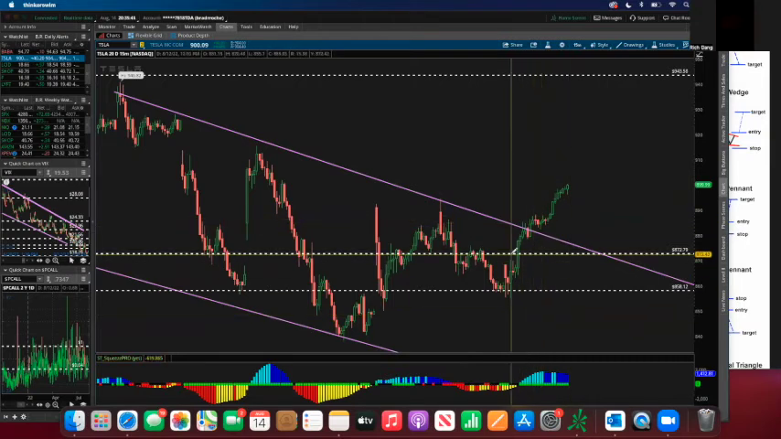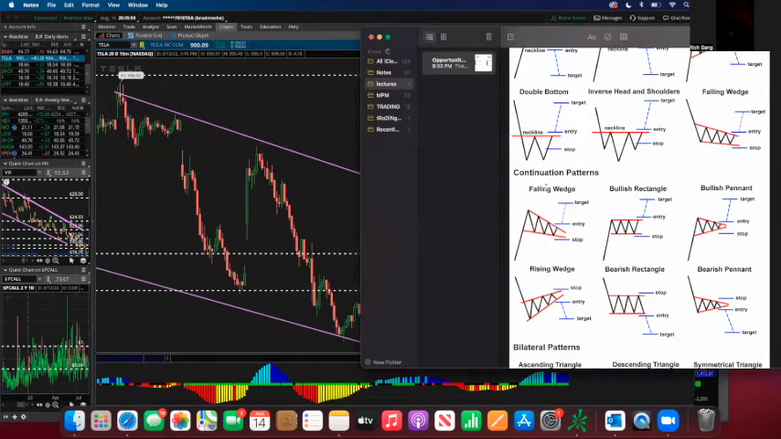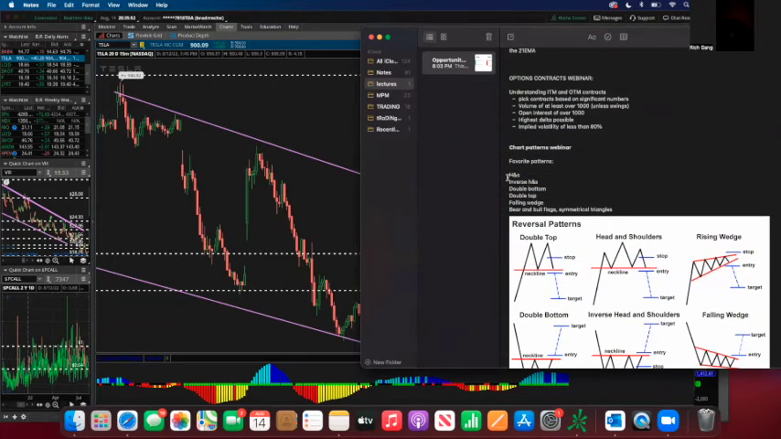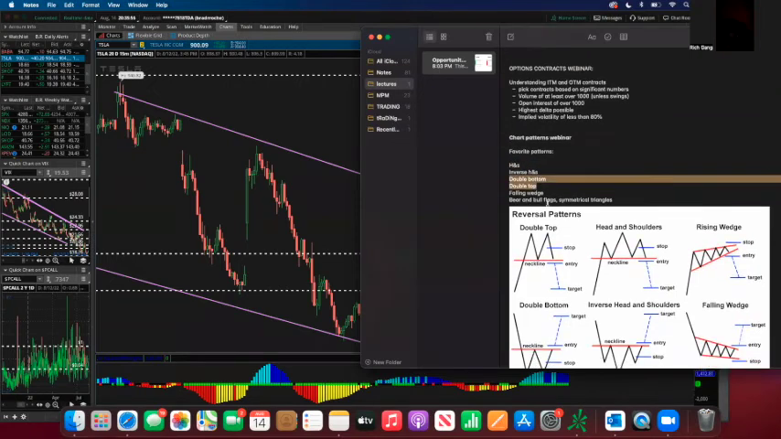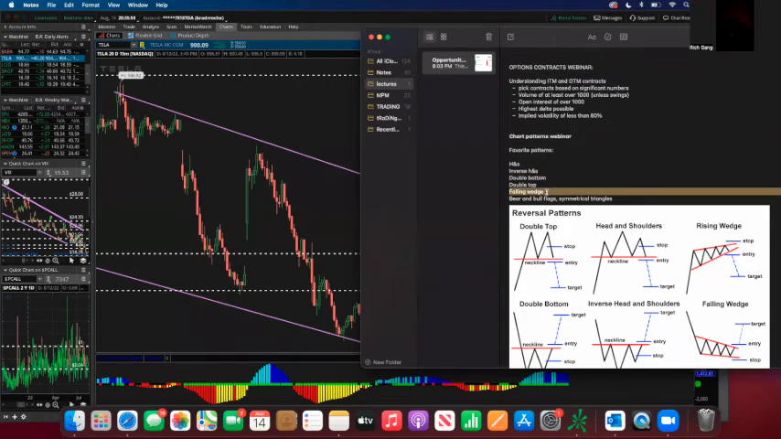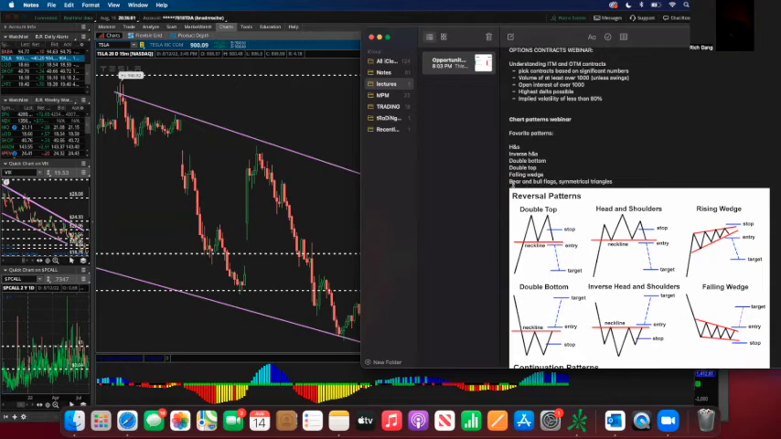So that's really all I got for you guys. So basically understanding these patterns here: head and shoulders, inverse head and shoulders, double bottom, double top, falling wedge is one that I play a good amount. And then bear flags, bull flags, symmetrical triangle, I put them all in the same category. It just depends on the context.